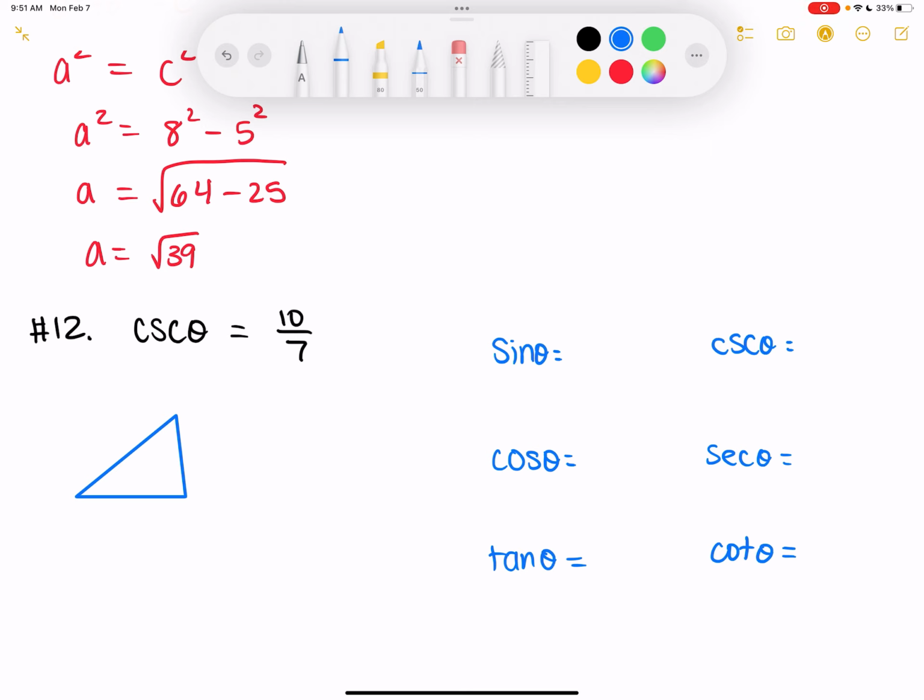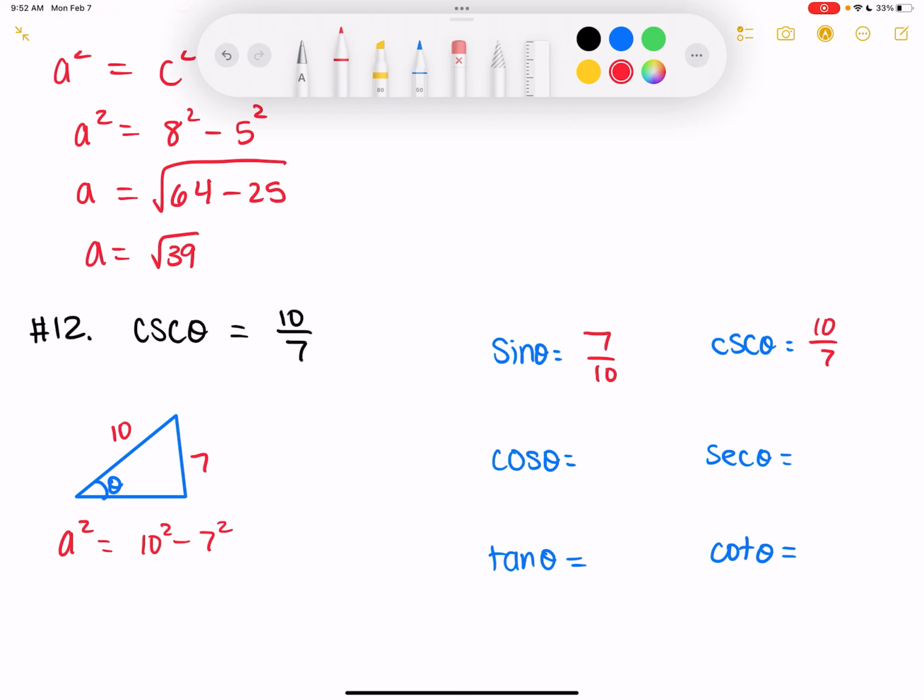Okay, let's draw the triangle. All right, so again, I would first fill in cosecant. Now, because you're probably less familiar with where things with cosecant go, you may want to do sine, because we have cosecant, so we can work backwards to get sine, which is 7 over 10. Okay, so then opposite over hypotenuse, so that's going to be 7, 10, and then I can find the last side, so a squared is equal to 10 squared minus 7 squared.